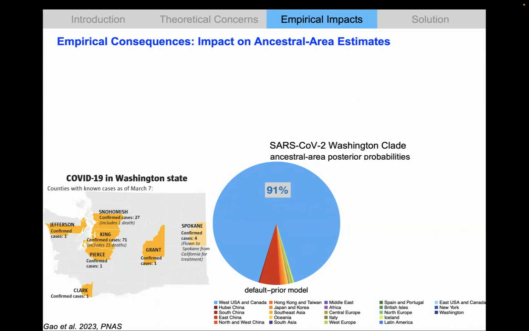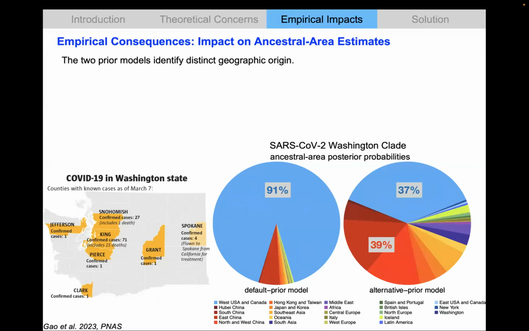Under the default prior model, the virus is inferred to be introduced from other Western North American areas with an overwhelming probability, shown by the very large blue slice. However, under an alternative prior model, the probability that it was introduced from Western North America shrinks dramatically and becomes equivocal with the probability that it was introduced from a sub-area of China. This impact is prevalent across our dataset, meaning that we would frequently infer a different, likely wrong area as the source of the epidemic under a default prior.